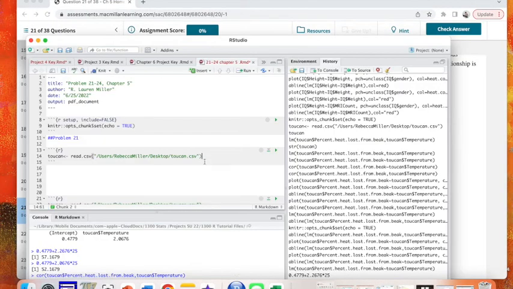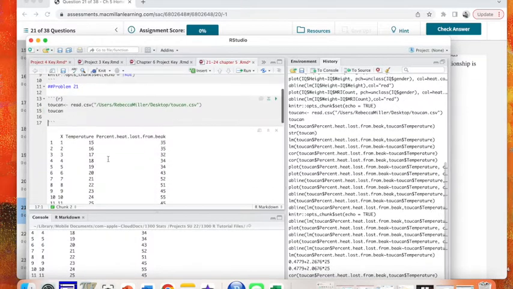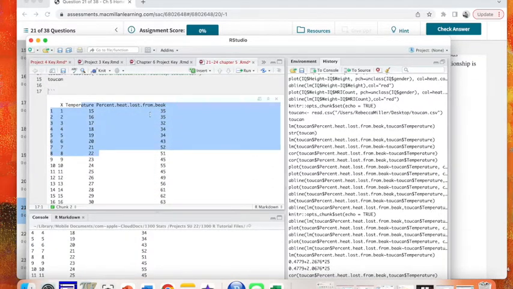There it is. I go to R and I call this data set from my desktop and I name it Toucan. And then just to make sure it worked, I type in Toucan to see if my whole data set prints. And as you can see, we've got our temperature, and it did change the name of my data to put periods in between, so now I can still call it.